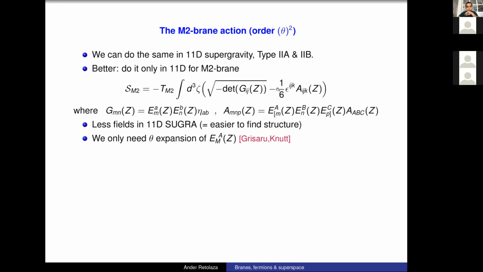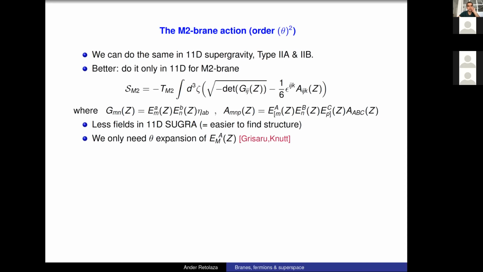And the good thing is that at least the first terms, up to order 4 actually, of the super vielbein expansion were computed in a paper by Grisaru and Knutt. Well, they were partially computed by Grisaru and Knutt. So let's start playing this game.